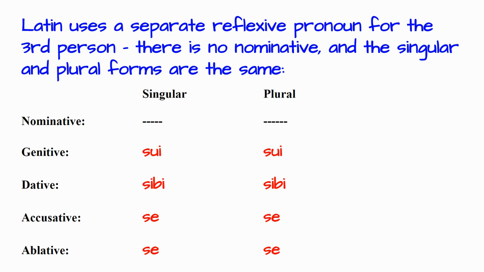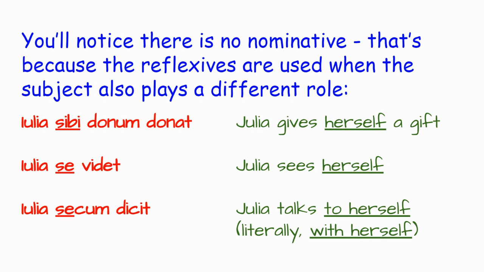Okay. Now, we also notice there's no nominative. The reason for that is this: the nominative is used for the subject, but we use reflexive pronouns when the subject is also playing a different role in the sentence, something other than the subject. And the nominative case is used to refer to the subject and other things that directly reflect the subject or directly describe the subject. We only use the reflexives when the subject plays a different role.